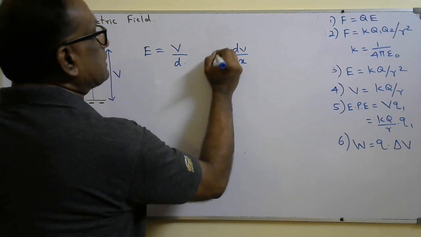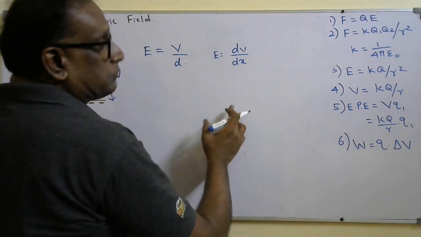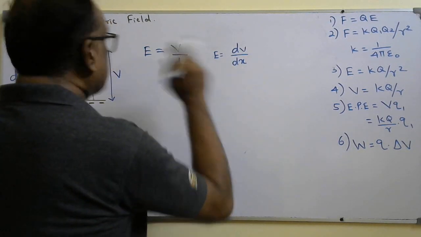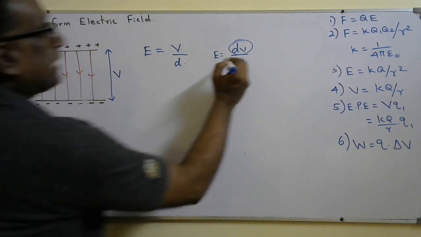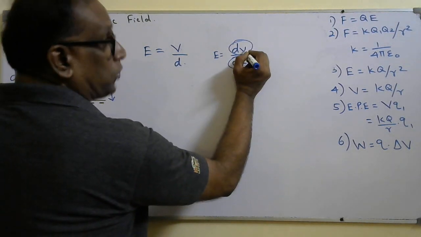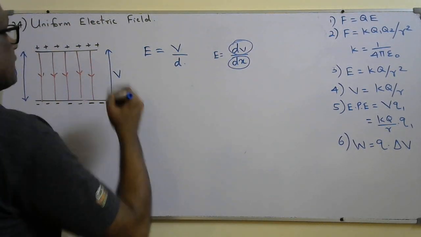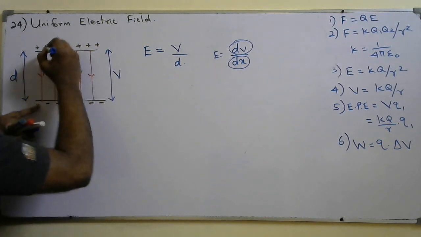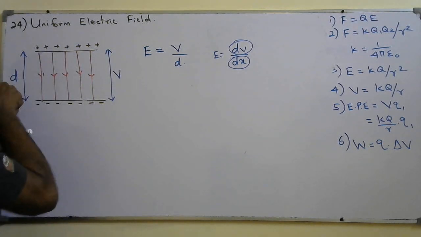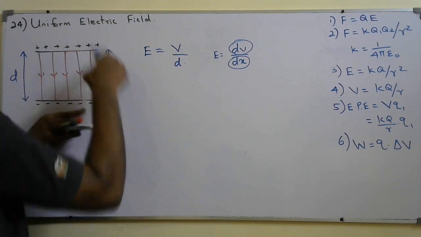We know that for electric field strength there's a negative sign, but we don't need to consider that. I already told that the potential gradient is the electric field strength. So dV means the potential difference between two points, and dx is the distance between those two points that have potential difference dV. That's the meaning in calculus. So the distance between the two parallel plates is d, and the potential difference between the two plates is V.